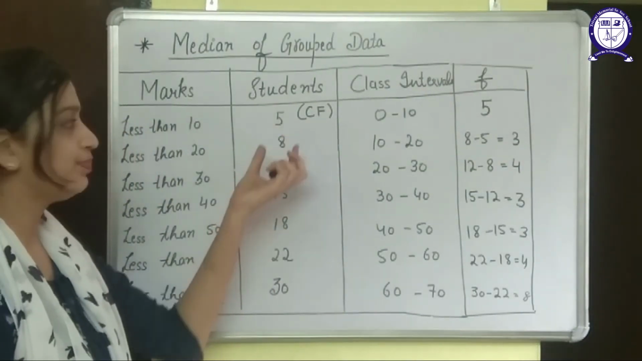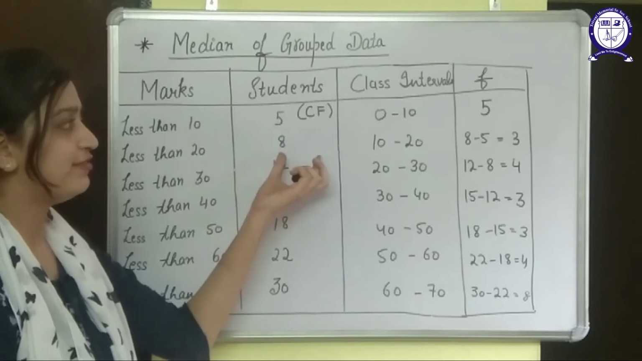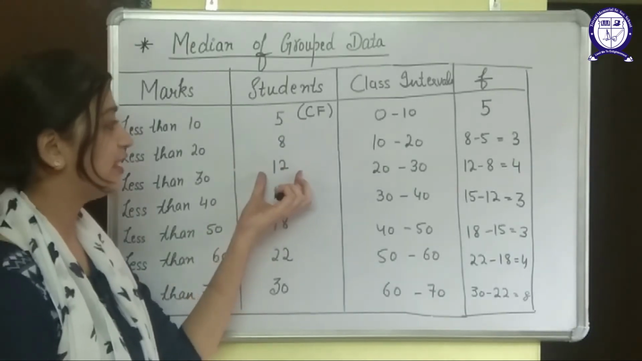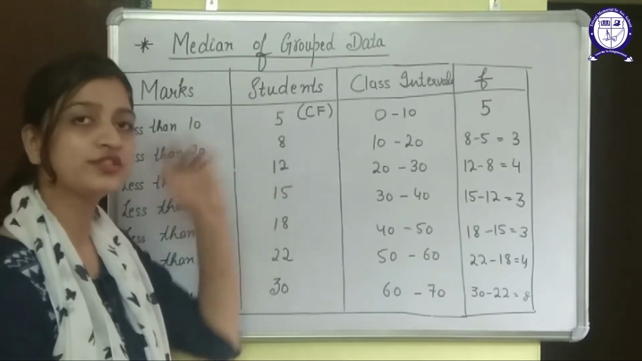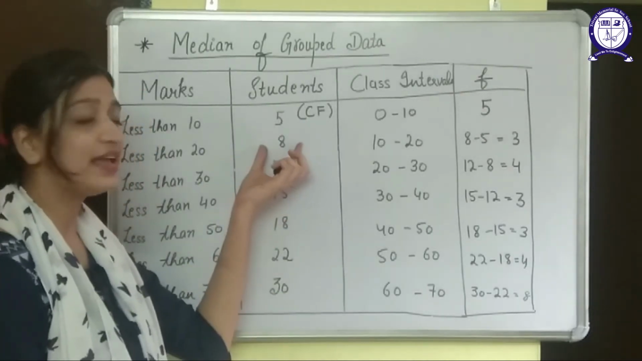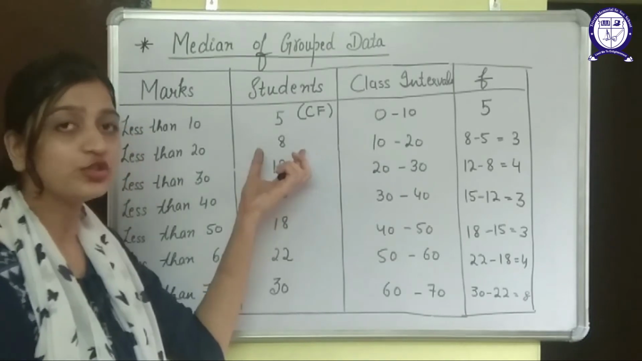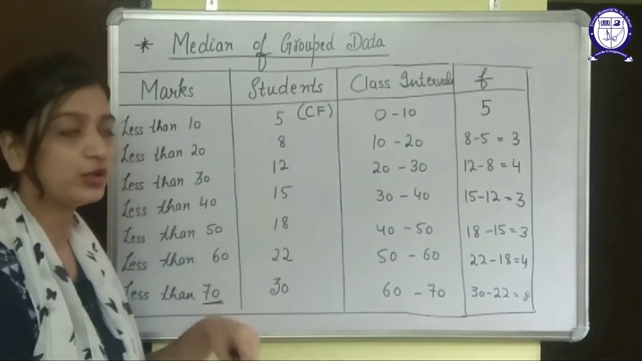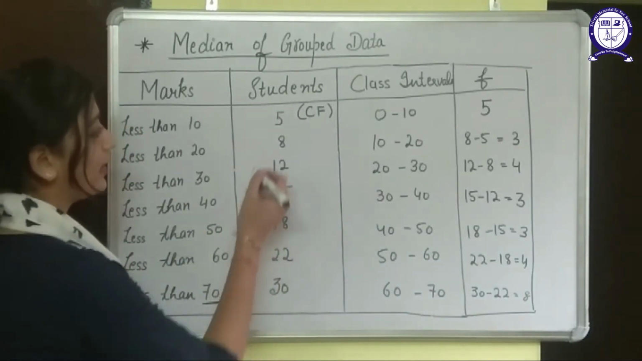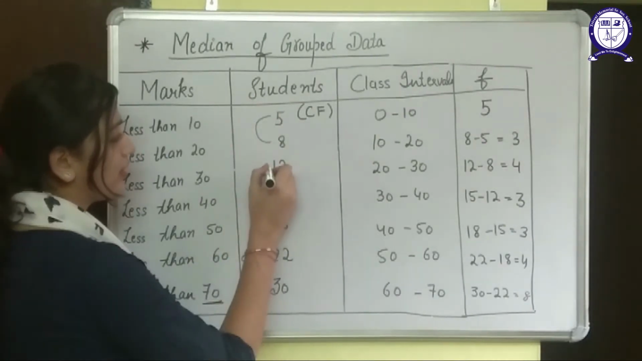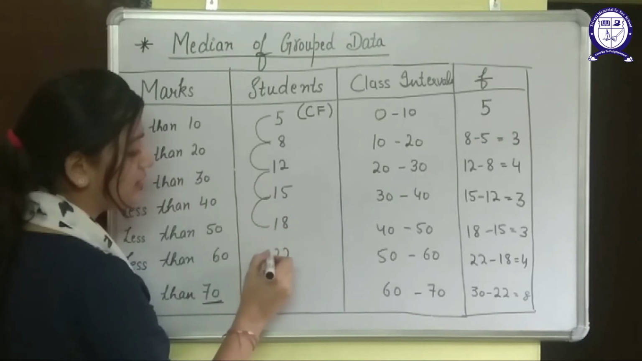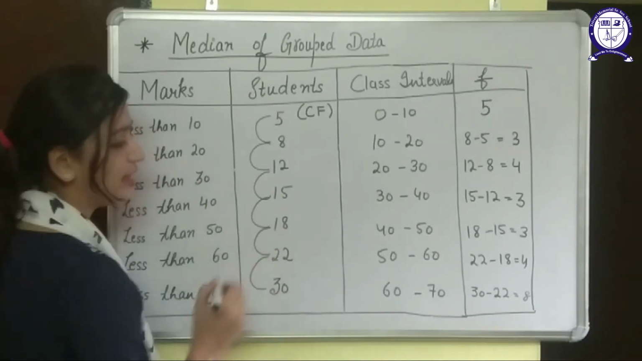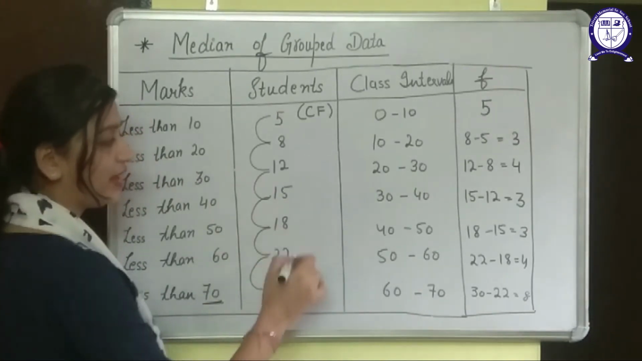You can see what I have done. First one is the same. Now 8 minus 5 will be 3. And I have subtracted 12 and 8. Why? Because this 8 already includes 5 also. So when I subtract 8 from it, I automatically subtract 5 from it also. So I am just subtracting this and this, then this, then these, and then these. Okay, so these are the pairs I have formed.